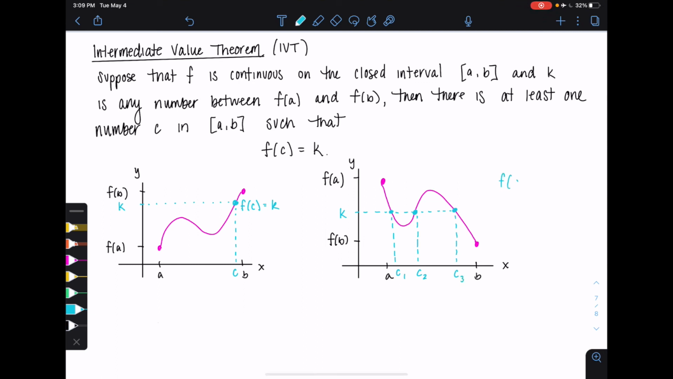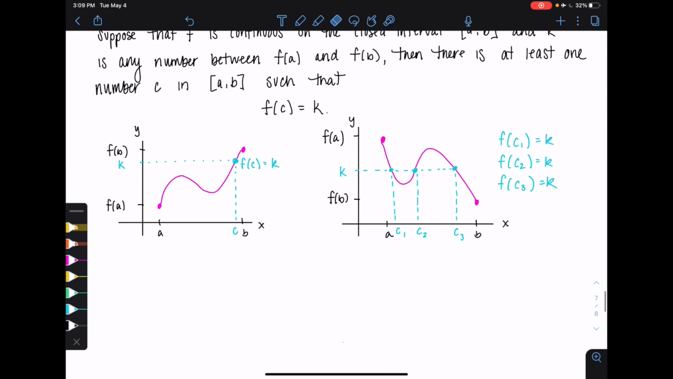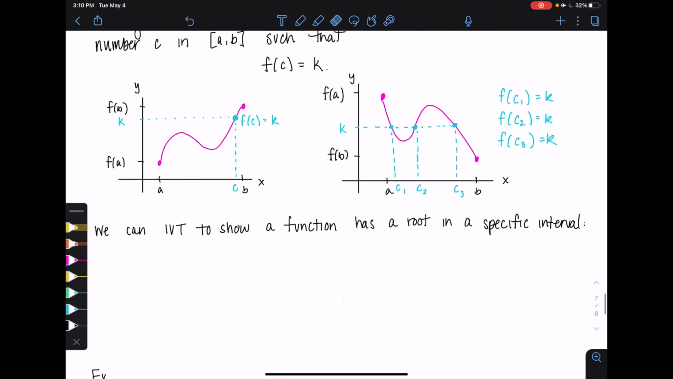So in all of these, the function evaluated at C1 is k. Function evaluated at C2, k. Function evaluated at C3 is equal to k. So I am guaranteed k will be the output of the function at some point. It doesn't tell me what it is, it just tells me it exists. The important thing that follows is we can use this intermediate value theorem to show a function has a root in a specific interval.